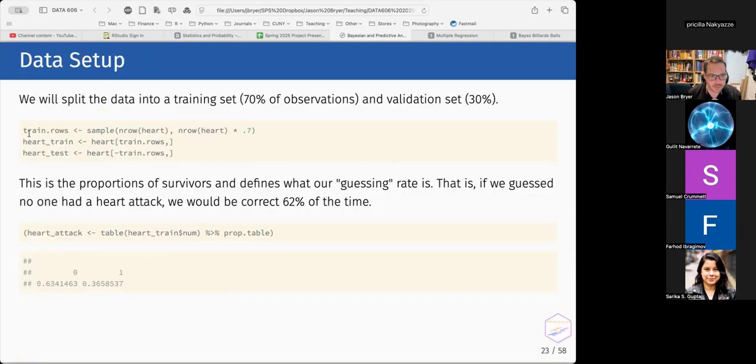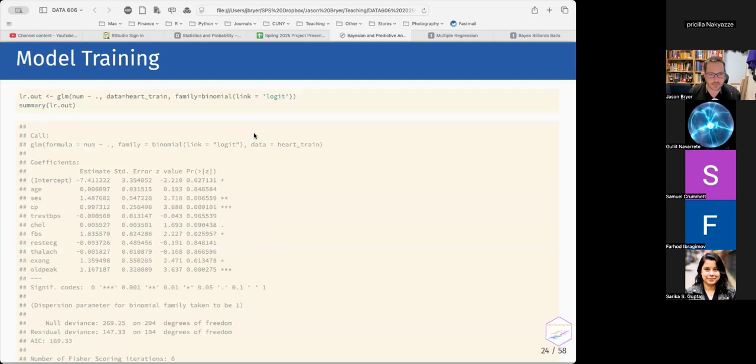All right. And then you can see here, I just did a random sample of the number of rows in my heart data frame, and I created two other data frames, one called train, one called test. So at this point, if I want to use logistic regression, I'm going to use the glm function. I'm predicting heart attack from all variables from the training data. What's key here is I'm passing in the training data frame and making sure I specify logistic regression.